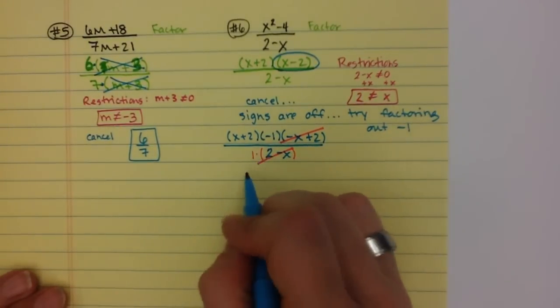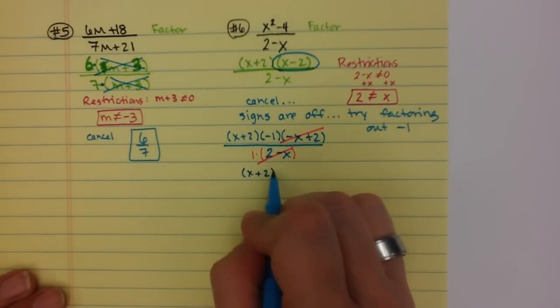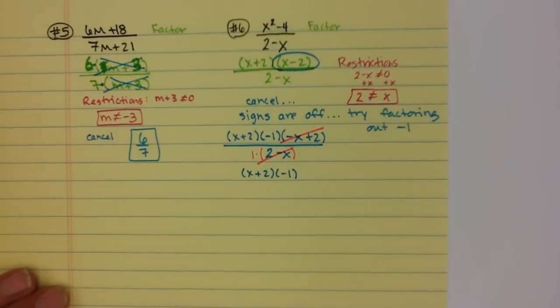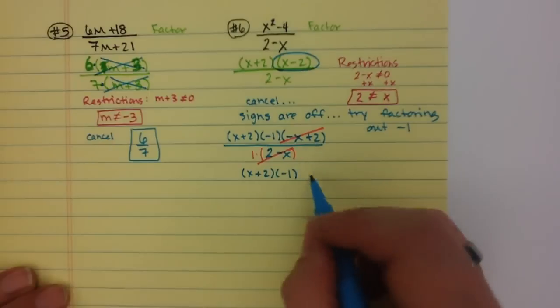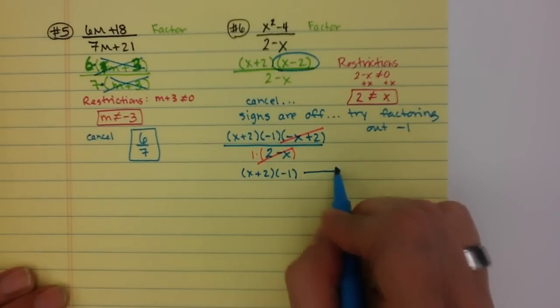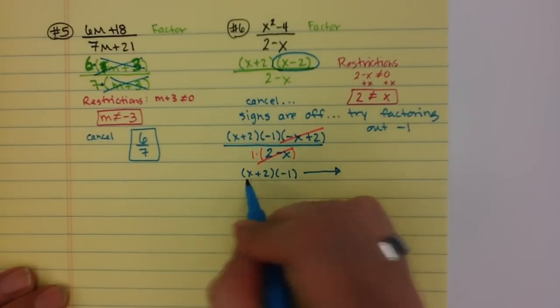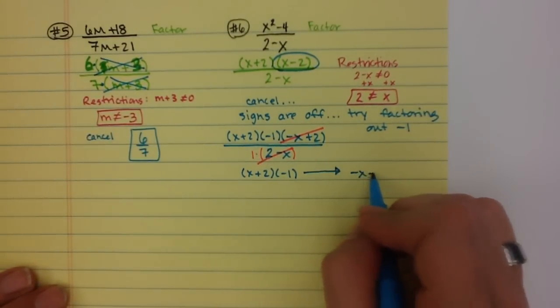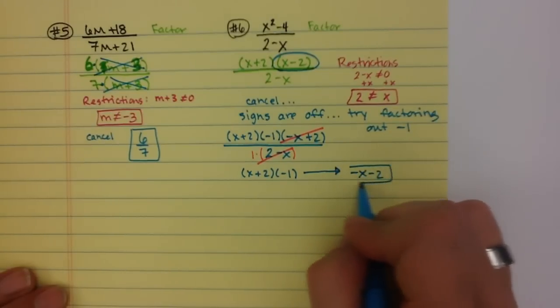And in the numerator, I would have x plus 2 times negative 1. And in the denominator, I have 1, which we've said a minute ago we don't usually write. So then I could rewrite this by distributing the negative 1 back in as negative x minus 2.